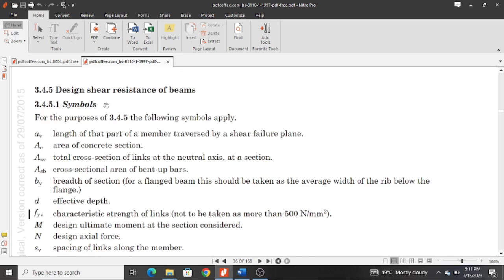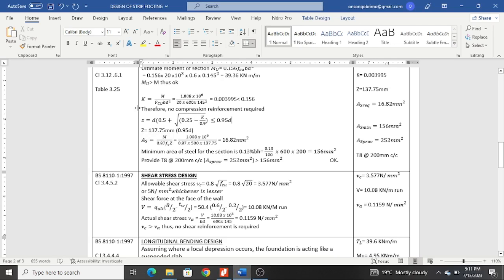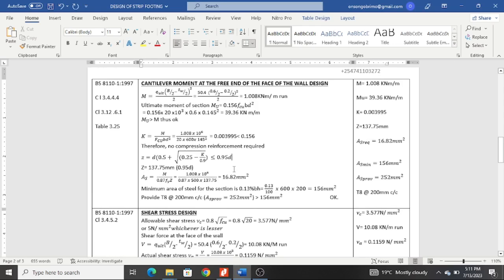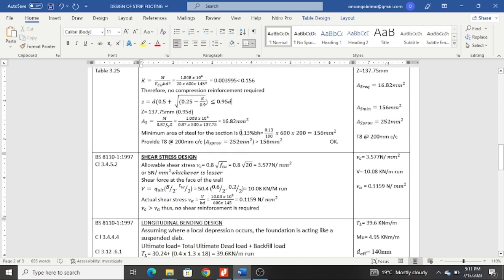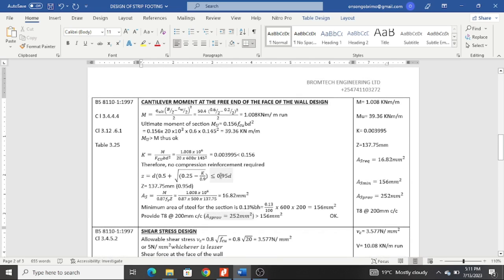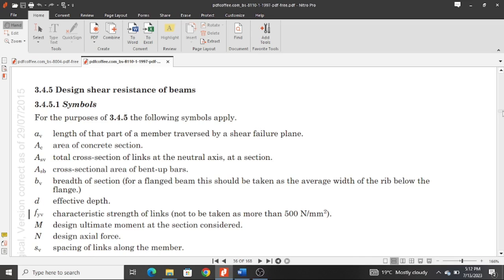The next thing is shear resistance of beams, but we have not gotten there. Remember, there is one more thing we have not found out where it came from. How did we determine that the minimum area of steel is 0.13% of BH? I believe this was from clause 3.12.6.1. Let's see.